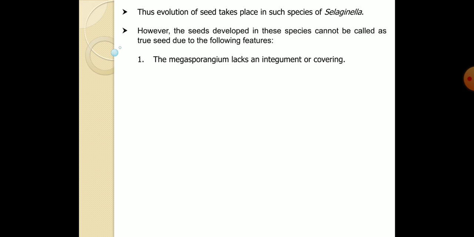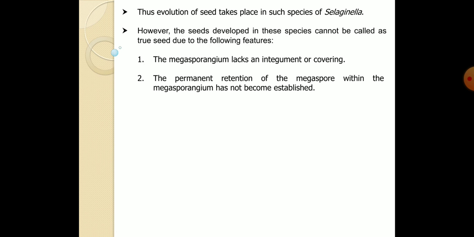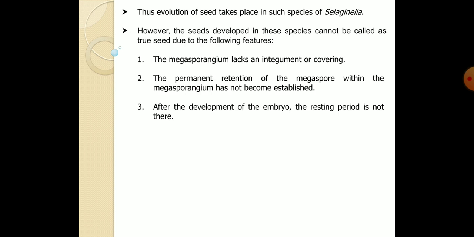However, the seeds develop with some modifications: the megasporangium lacks an integument, and there is permanent retention of the megaspore within the megasporangium. After development of the embryo, there is no resting period. For all these reasons, the seed habit is modified and leads to the formation of the seed habit. This is how heterospory and seed habit are correlated.